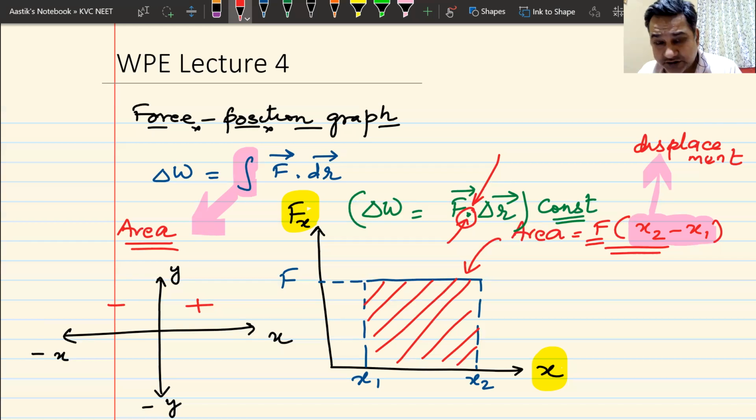When I come into the third quadrant, force is also negative, displacement is also negative. So they are in the same direction, so again, it is positive. In the fourth quadrant, force is negative, displacement is positive. So the answer is negative. That will give me the sign of this area, and that is what brings that cos theta into the picture.